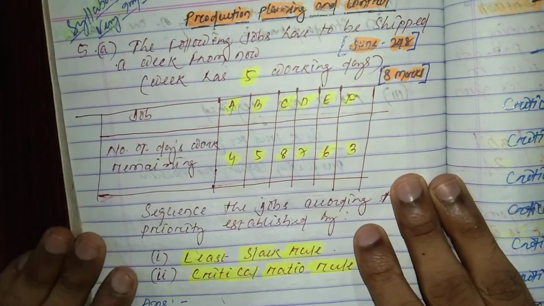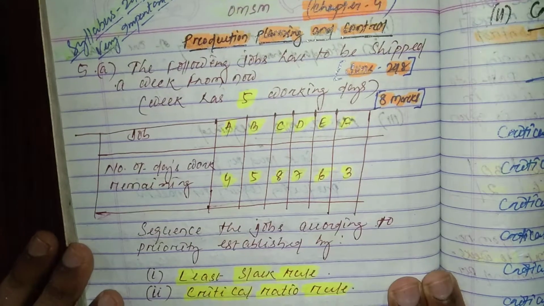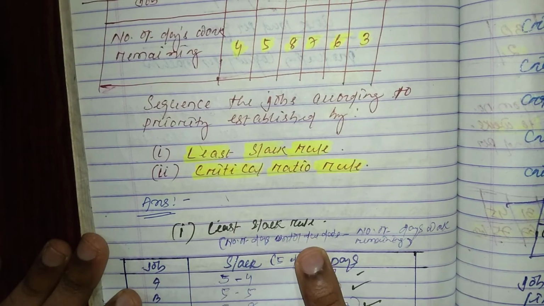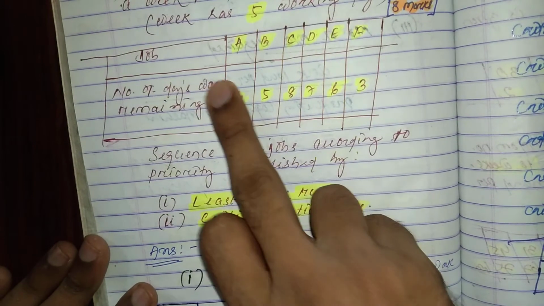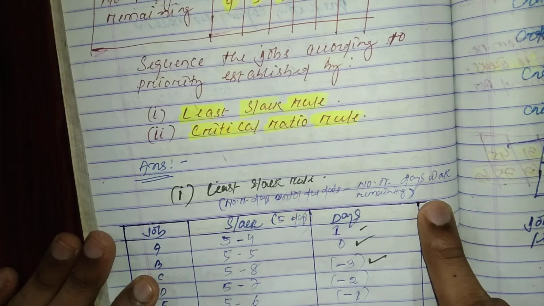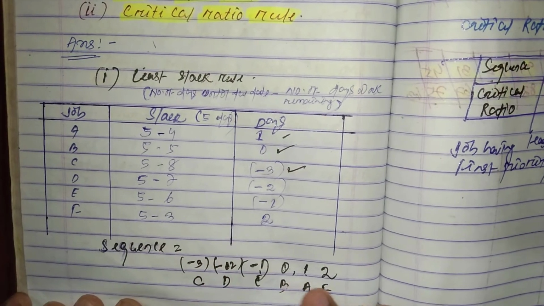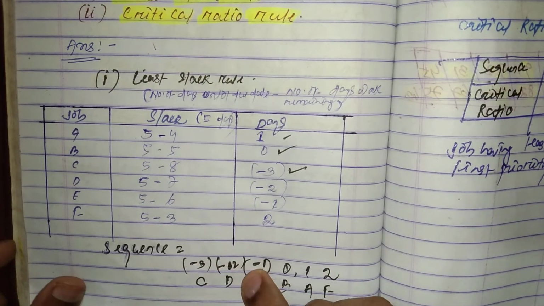So I have solved this question. You just need to read the question carefully in order to solve it. As you know, the least slack rule formula is the number of days until due date minus the number of days work remaining. The number of days until due date here is 5 working days, and the number of days work remaining is already given in the question: 4, 5, 8, 7, 6, 3. Then we subtract to find the slack days, and this is the sequence of slack days, minimum first: minus 3, minus 2, minus 1, 0, 1, 2.